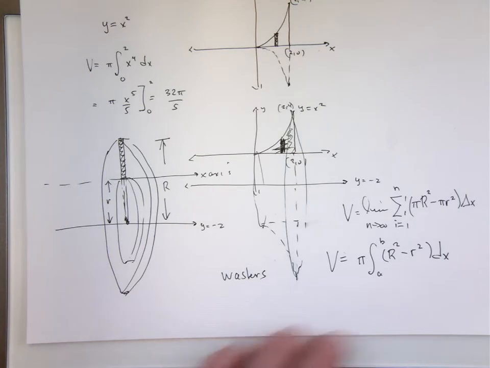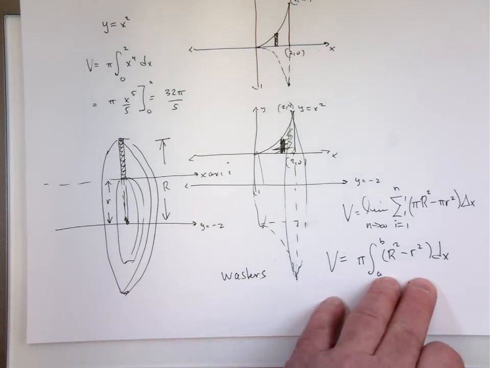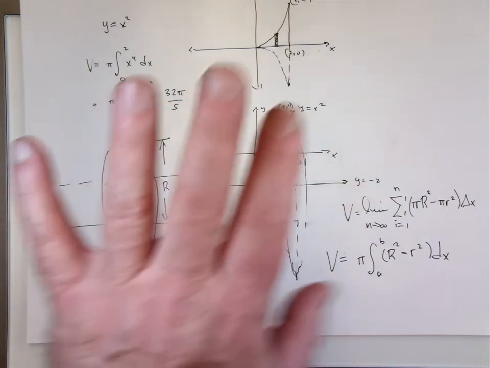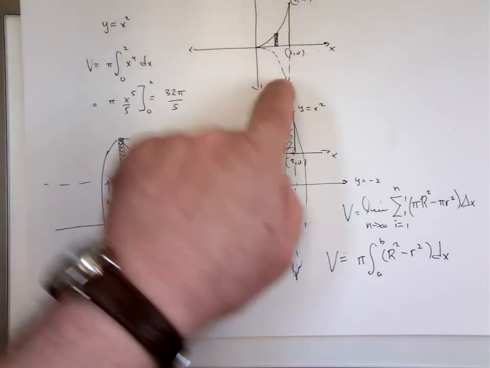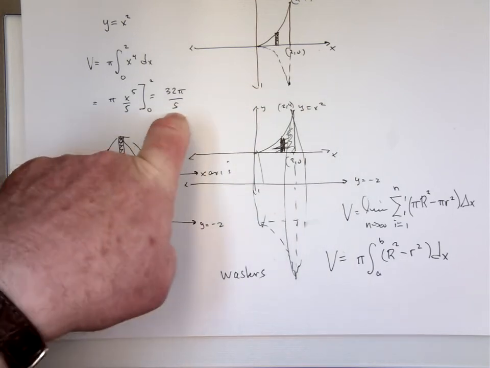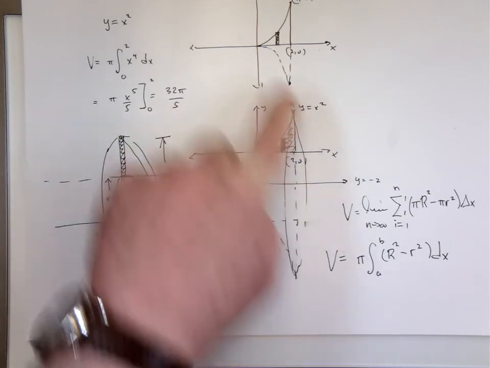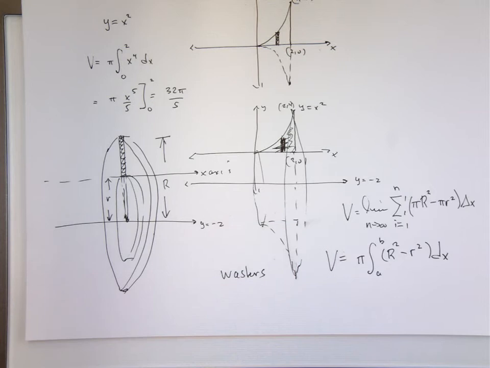Let's take the same area we just had. When we whipped it around the x-axis, we got a volume of 32 pi over 5. Now we're going to take the same area around the line y equals -2. We will get a bigger volume because that same area is going around a greater distance. So let's see what happens here.